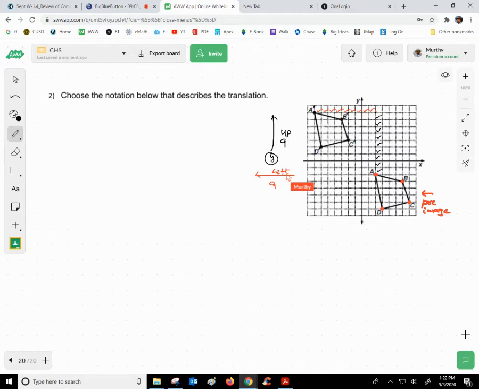So first of all, I counted the number of blocks. Then I identified that on the x-axis, which means the horizontal movement, left and right, it moved by 9 places, therefore x minus 9. And on the y-axis, the vertical one, it moved up. Up means positive, therefore y plus 9. So the translation took place. This is the translation notation.